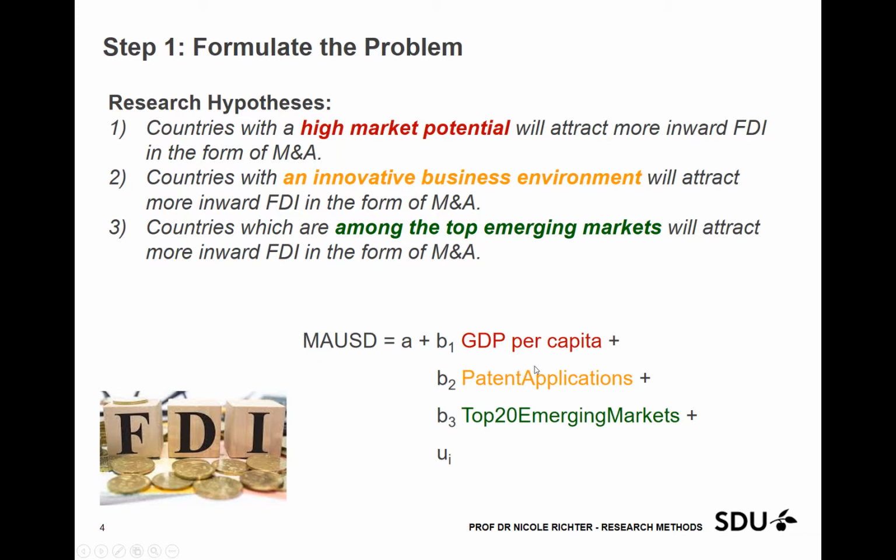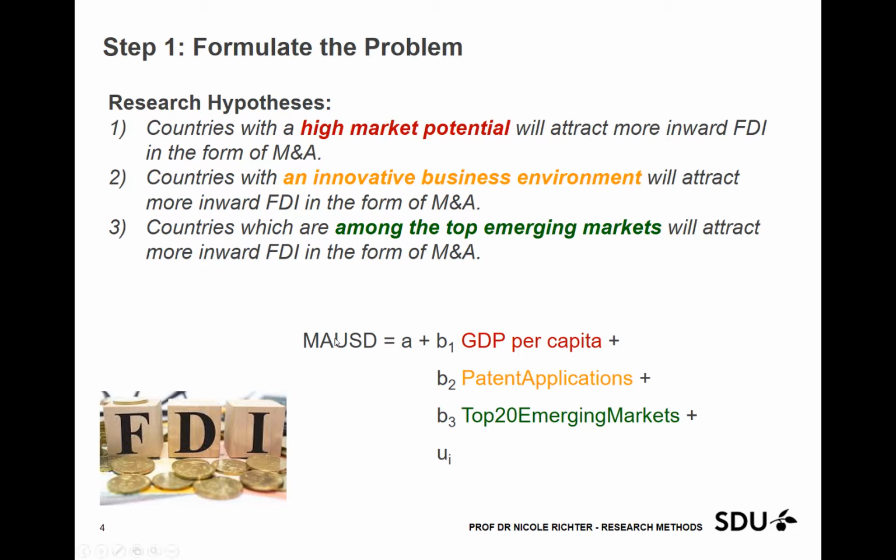We will then use 3 variables to operationalize the different theoretical ideas here. So for example, a high market potential will be measured by GDP per capita. An innovative business environment will be measured by patent applications of residents in a country. And among the top emerging markets, we will use the top 20 emerging markets classification that was proposed by Bloomberg and that is available in our dataset.